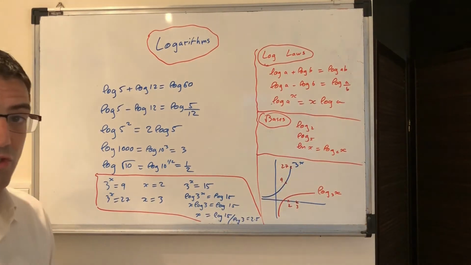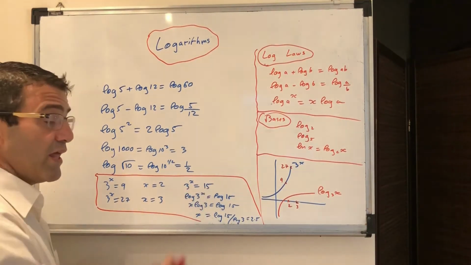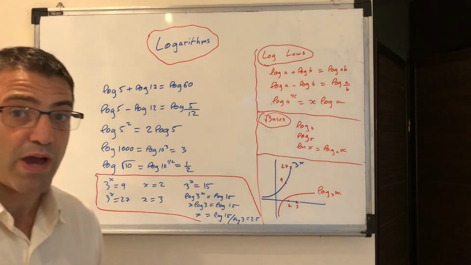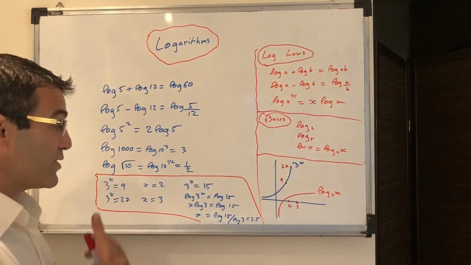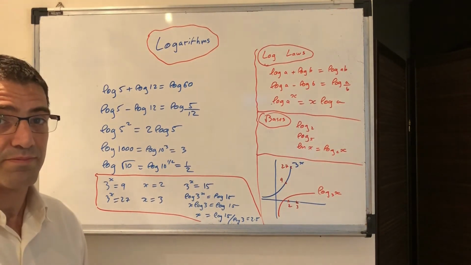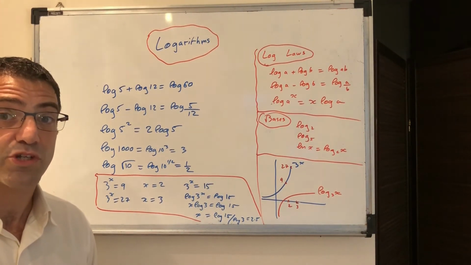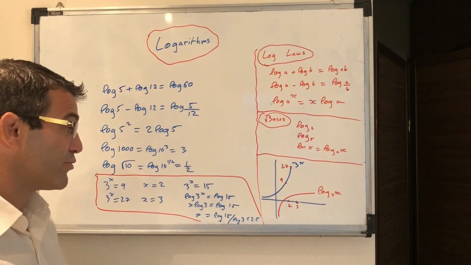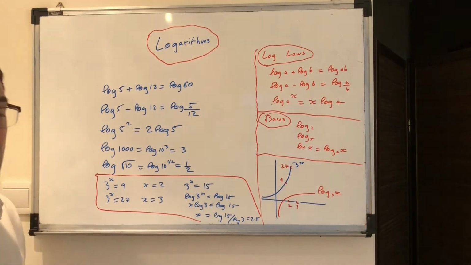But if you had a question like 3 to the x equal 15, well, you'd be hard pressed to tell me which power of 3 is equal to 15, because it's not like it's a whole number. There's no whole number which you can put as a power of 3, which is going to return 15. So you're going to have to do a little bit of work here.